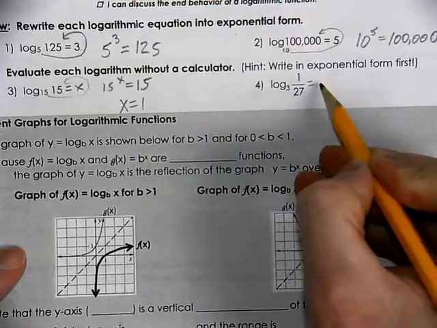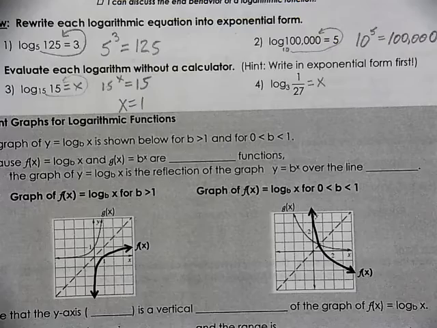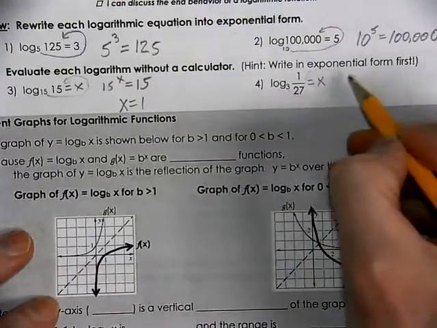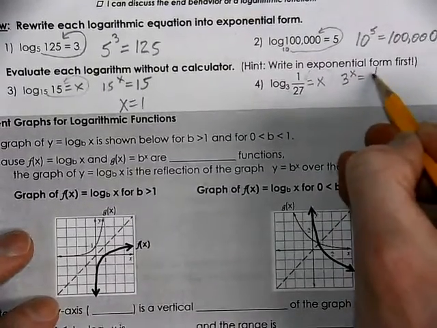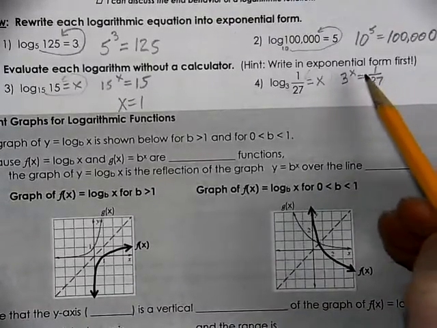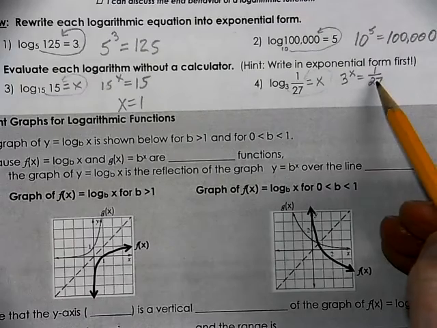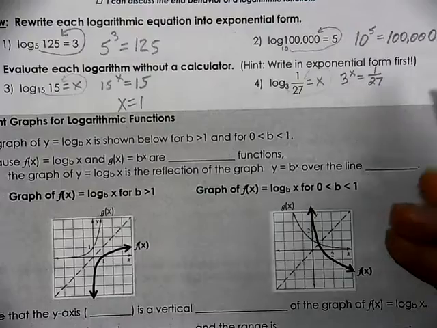Here with the last review question, we say the logarithm equals x. We can write it in exponential form, which is 3 to some power is going to equal 1 over 27. Notice how one side is not a fraction and the other side is a fraction. That gives us a hint that there's going to be a negative exponent involved.